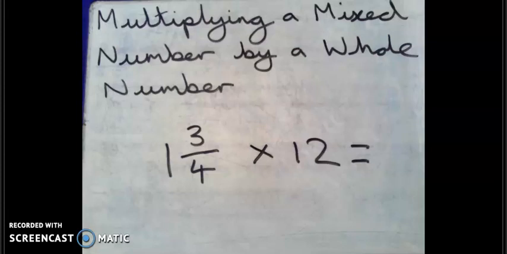Hi, it's Mr. Logue. In this video, we're going to be looking at multiplying a mixed number by a whole number. There's an example here, 1 3/4 multiplied by 12. Just have a think about that calculation.